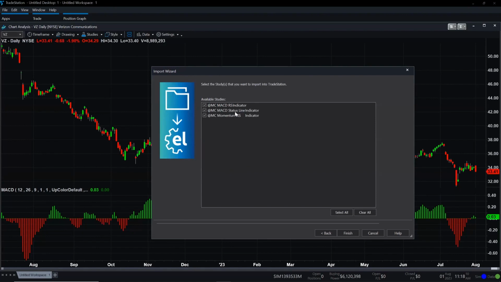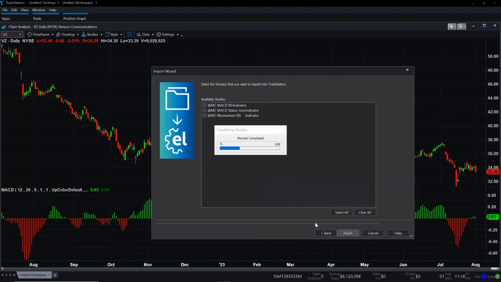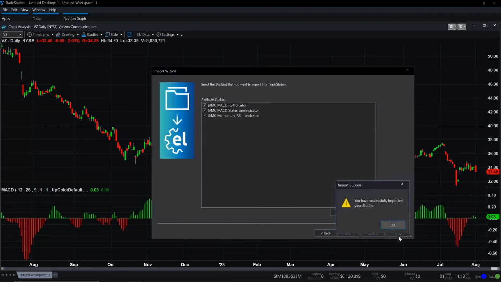Let me show you what those modified versions of the MACD allow you to see. Let me go ahead and click on finish. I'm going to say yes to all. It recognizes that they're already in my TradeStation.